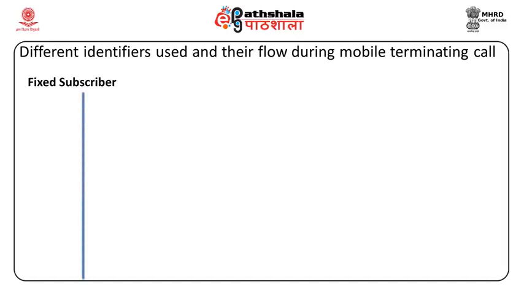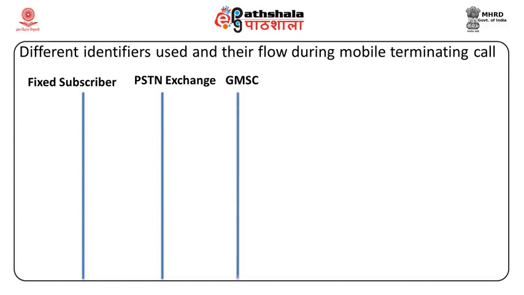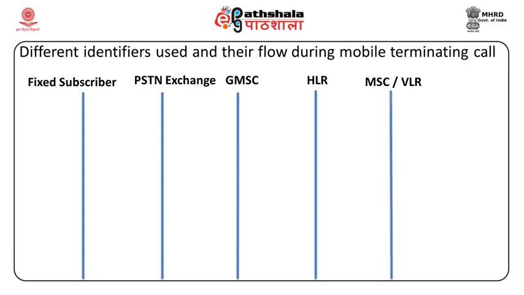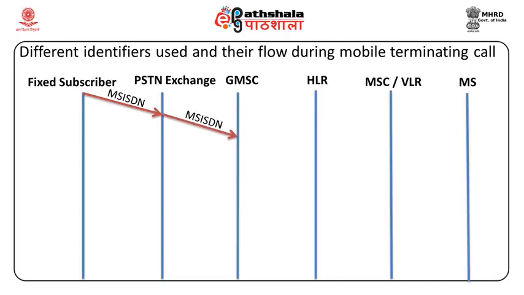There is a fixed subscriber, then you have the PSTN exchange, GMSC, HLR and the MSC VLR in which the mobile station currently is, and this is of course the mobile station. So, what we have seen till now: from the fixed subscriber, the MSISDN number is dialed, it goes to the PSTN exchange. The PSTN exchange forwards this MSISDN number to the GMSC. The GMSC forwards it to the HLR.